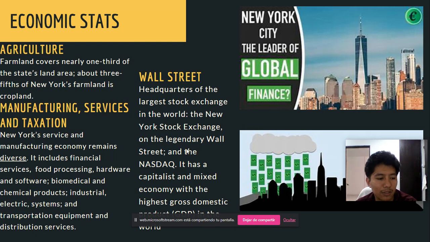Getting forward to the economy sector, we got some stats that help New York to grow. In the agricultural sector, farmland covers nearly one third of the state's land area, and about three-fifths of New York's farmland is cropland. It is supported by manufacturing, services, and taxation. New York's services and manufacturing economy remains diverse. It includes financial services, food processing, hardware and software, biomedical and chemical products, industrial electric systems, and transportation equipment and distribution services.